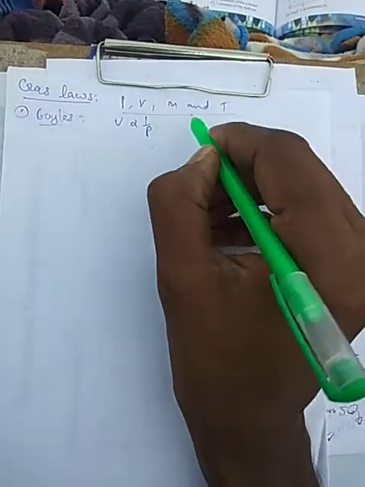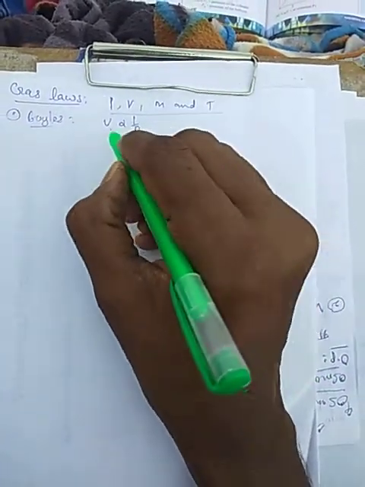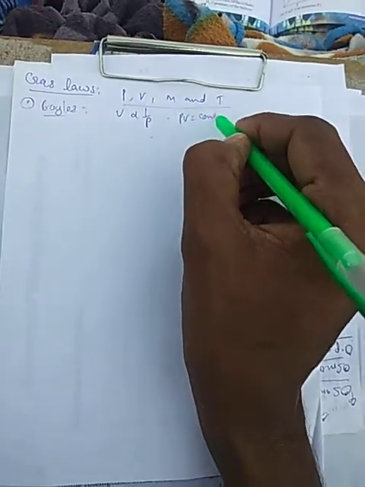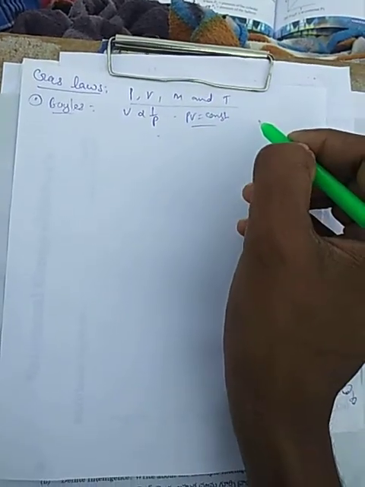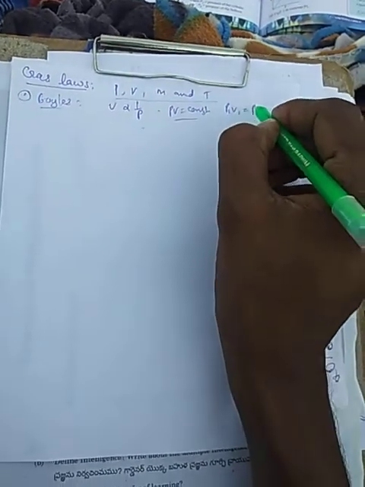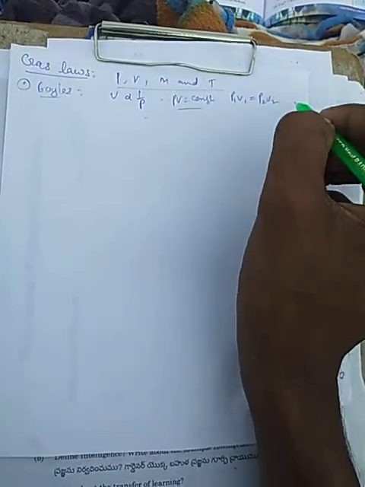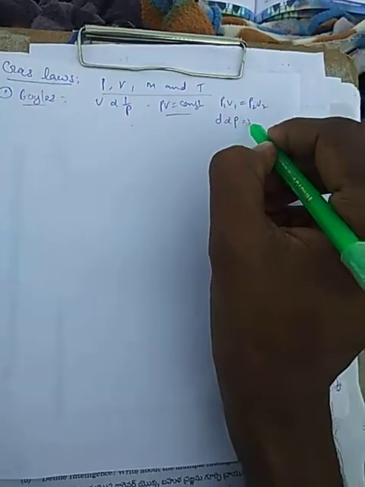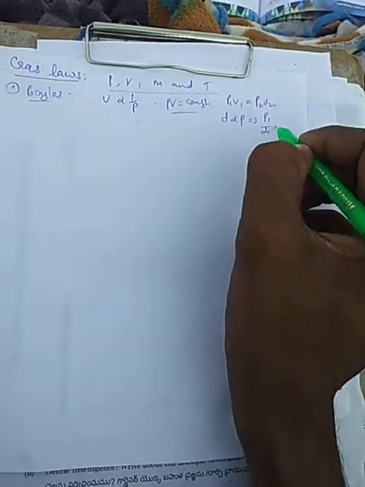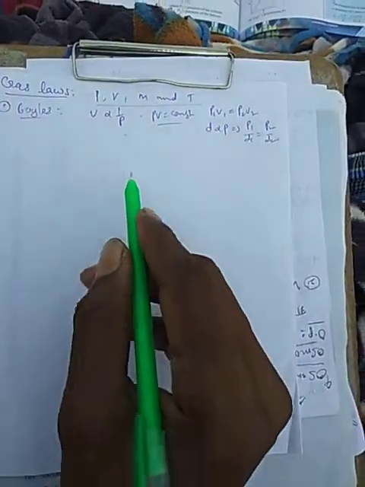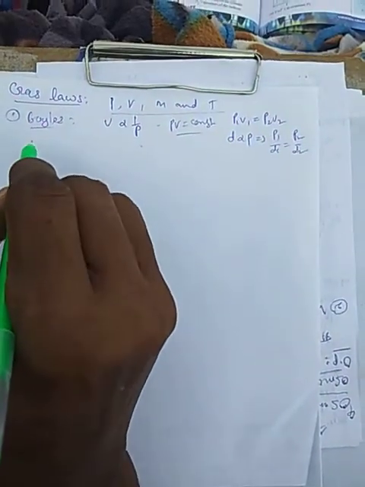Now this we can write as an equation. V is inversely proportional to P at constant temperature. So PV is equal to constant. We can write this as P1V1 is equal to P2V2. And we can write one more way: D is directly proportional to P, so P1/D1 is equal to P2/D2.